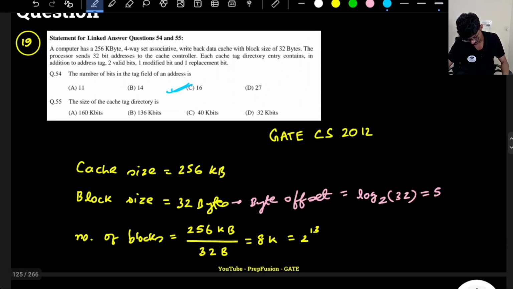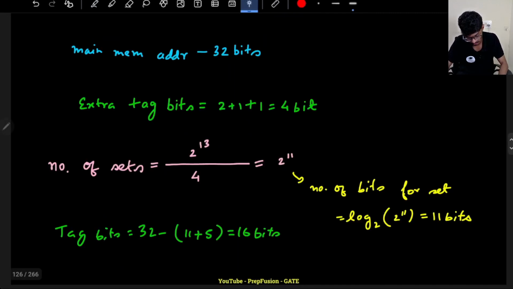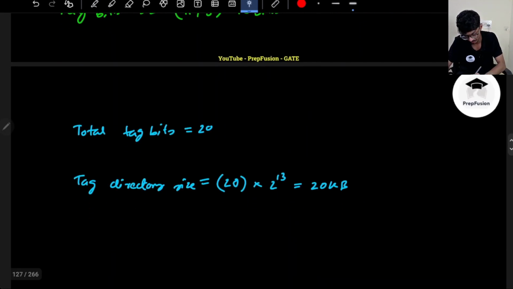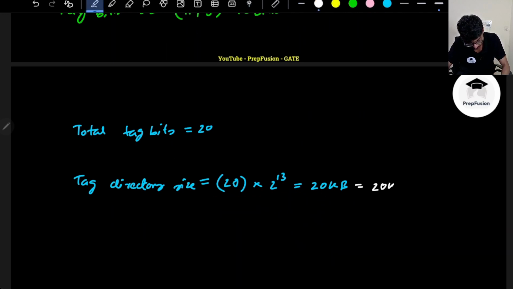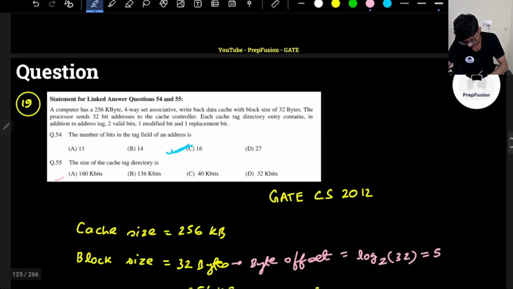Somewhere it is not matching, so I am making some mistake. What kind of mistake am I making? Okay, sorry, remember they have asked in bits, not in bytes. What I computed is in bytes, because I divided by 8 and by 2 raised to power 10. As they are asking in bits, this will be 20 kilo into 2 cube bits. So 8 into 20, that is 160 kilobits. You should know the conversion between bits and bytes. So 160 kilobits, option A is the correct answer for this question.